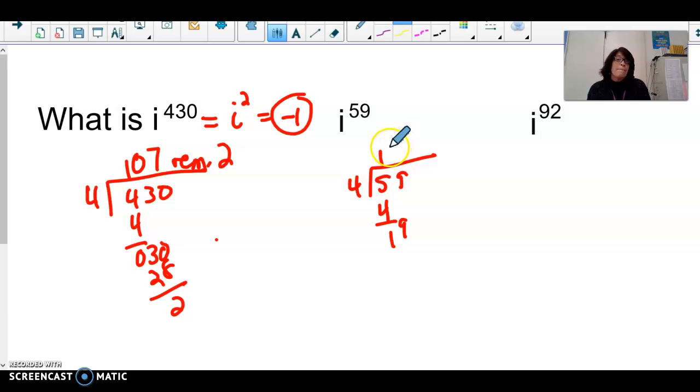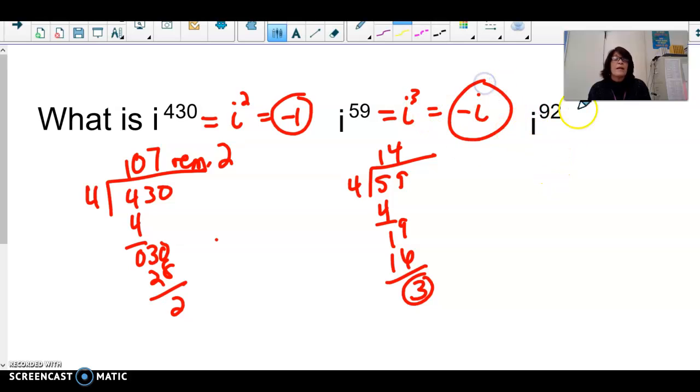i to the 59th is, 4 goes into 59 14 times, remainder of 3, so this is the same as i cubed, which we know is negative i. Next, i to the 92nd, 4 goes into 92.